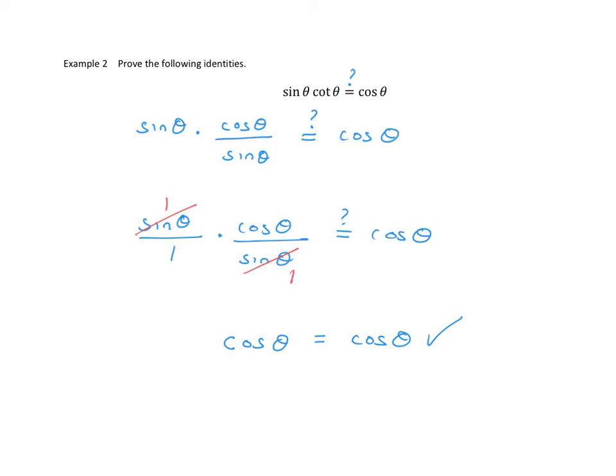And this is what it means to prove an identity. This one was relatively simple, but it really goes over a good strategy. Choose a side to work with, probably choose the more complicated side, refer to some definitions, maybe some other identities that you know, simplify, and then make sure the left and right side are actually the same.